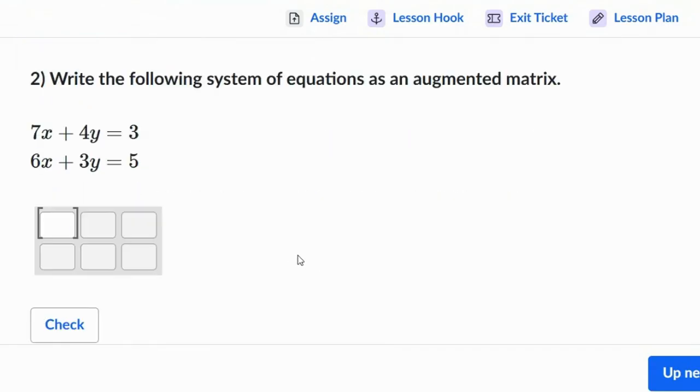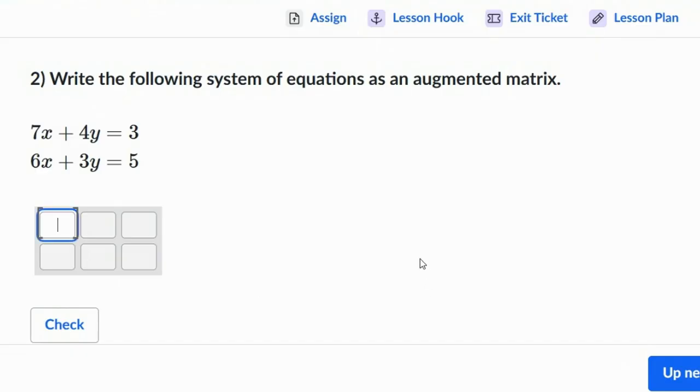This one we have to write ourselves. So looking at the first row, what are the three numbers that we need to put in our matrix to represent this system of equations? This system of equations here.